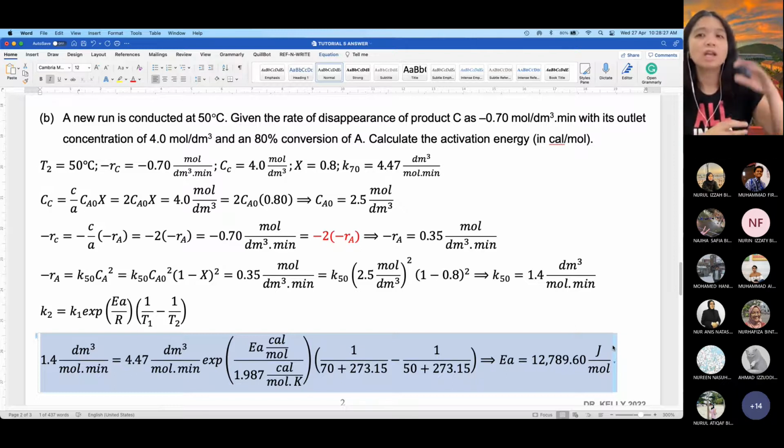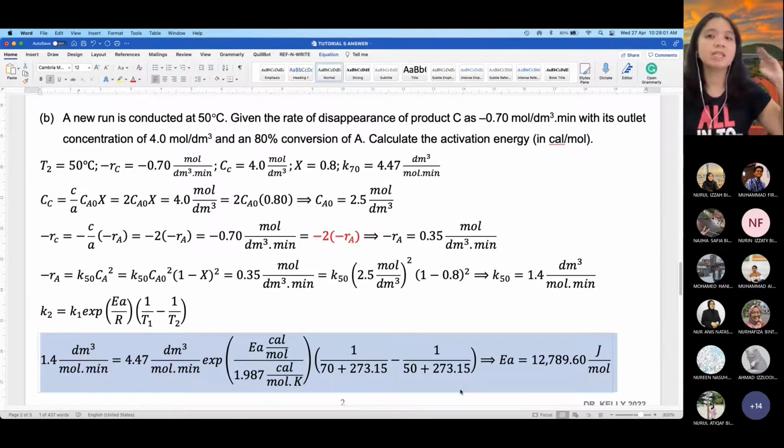If you say you want to use K at 50 as your K1, T1, then you use K at 70 as your K2, T2 pun boleh. Either one sequence pun kamu guna, you will still get the same EA. Macam saya guna K1 at 70, K2 at 50. Katakan kamu terbalik, kamu guna K1 at 50, K2 at 70 pun tak apa. But make sure you replace correctly in the equation.